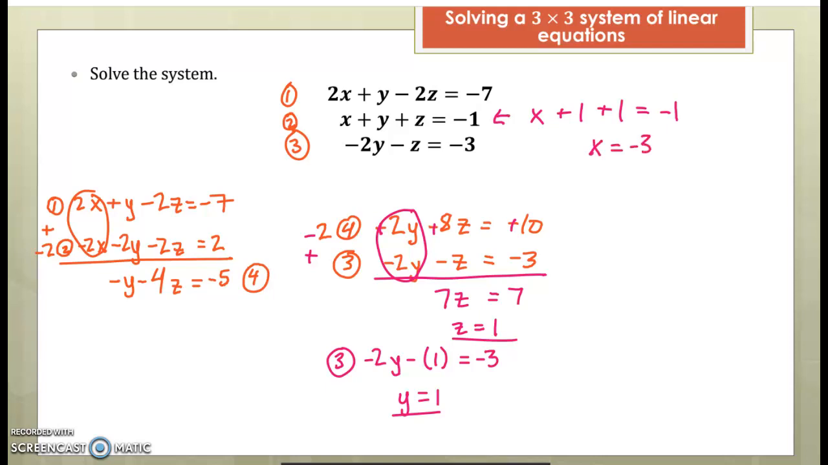So what is my solution here? It's x, y, z, or negative 3, 1, and 1. So that is my solution to this equation. And there's 2 examples of solving a 3 by 3 system of linear equations.